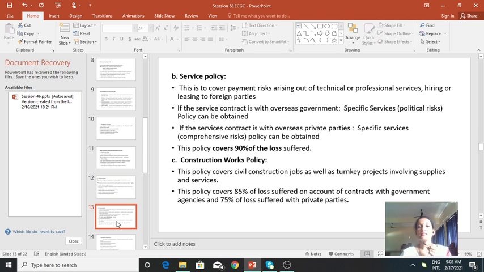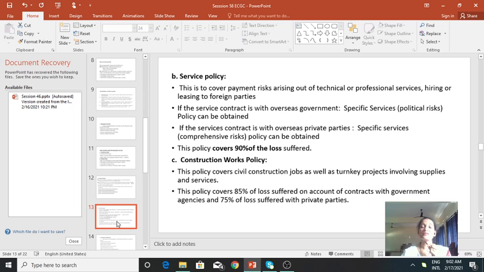Then the next one is service policy. This is to cover the payment risk arising out of technical or professional services hiring or leasing to foreign parties. I have already said export can be export of product or services. So if there is any payment risk with regard to the supply of services, that will be covered under service policies. If the service contract is with the overseas government, a specific services political risk policy can be obtained. If it is with the private parties, then a specific services comprehensive risk policy can be obtained, and this policy covers 90% of the loss suffered.